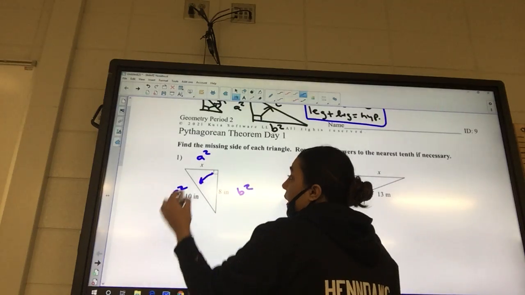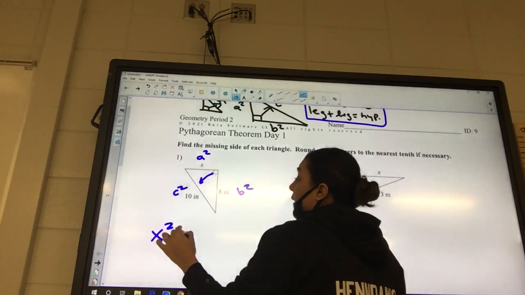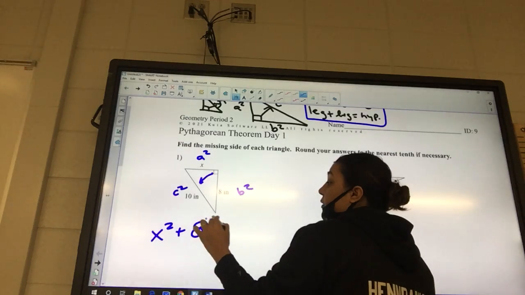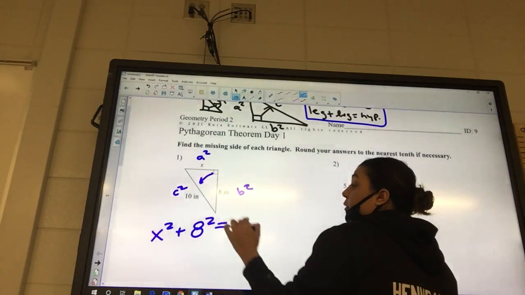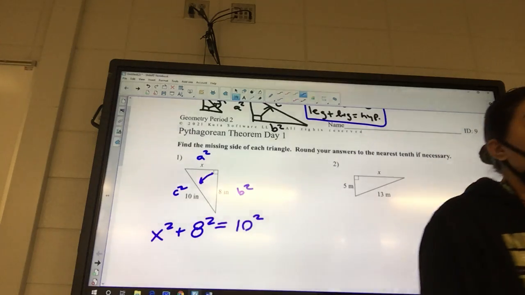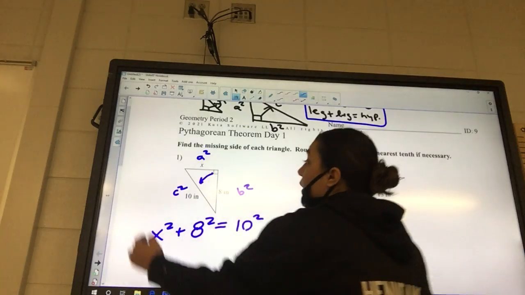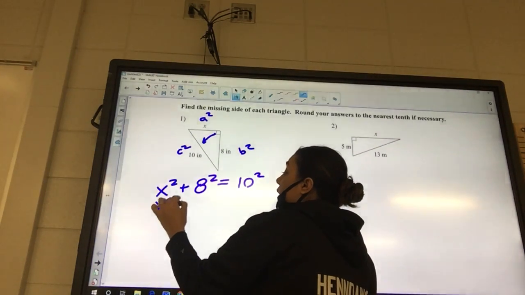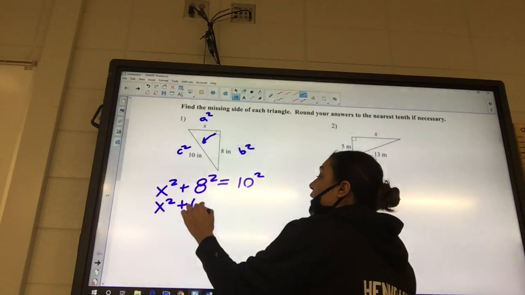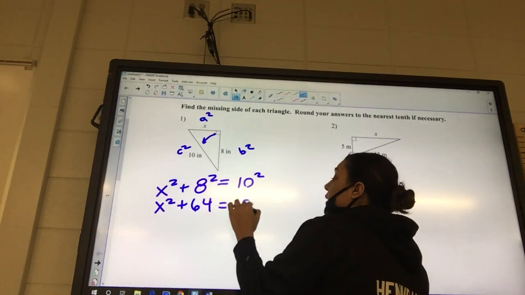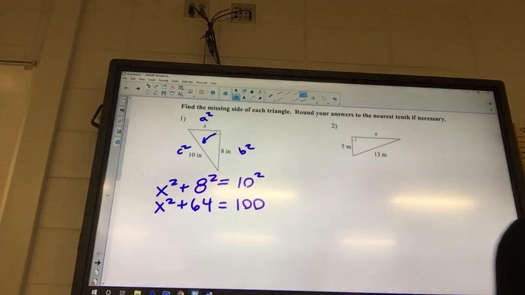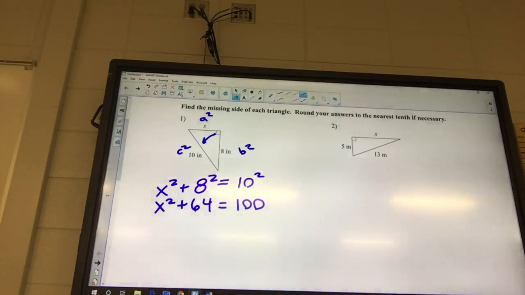Okay, so we can set this up. We're going to have our A is x, and we square it, plus our B is 8 squared, equals our C, which is 10 squared, which equals 100. Okay, and so we can go through and square those, and some of you guys will need a calculator today. So we're going to have x squared, nothing really happens. Then x squared plus 8 squared is going to be 64, and 10 squared is 100. But what about the x? What do we do with that? It says x squared plus 64 equals 100.